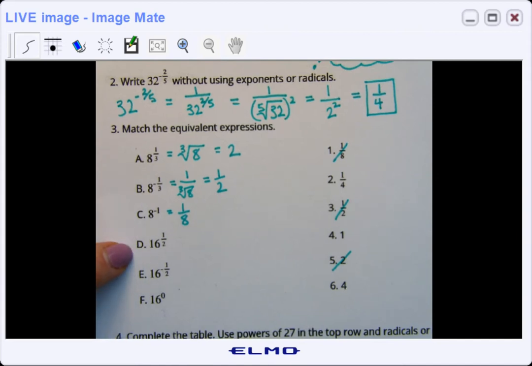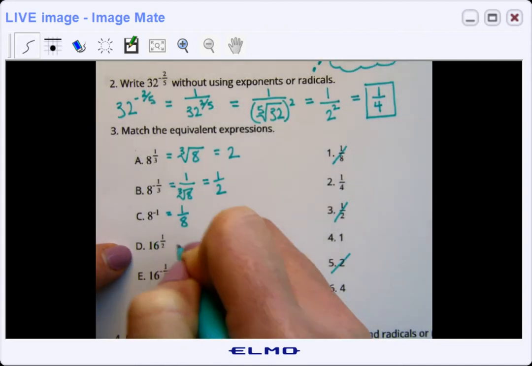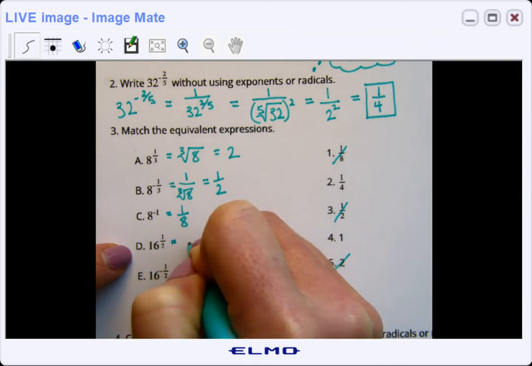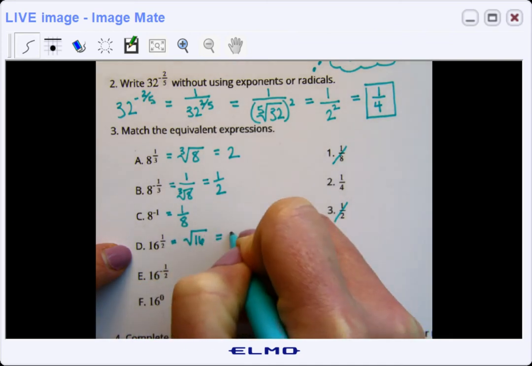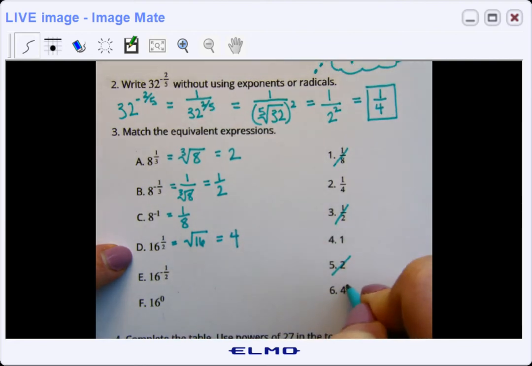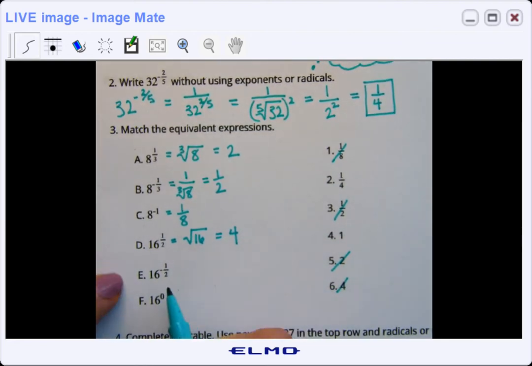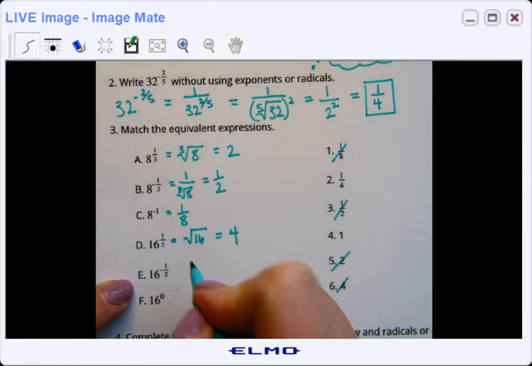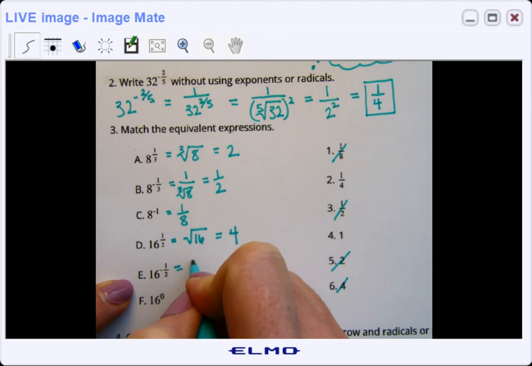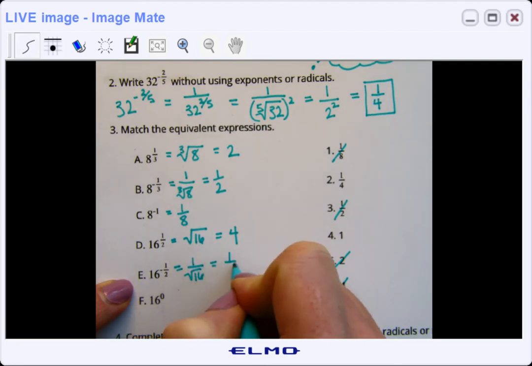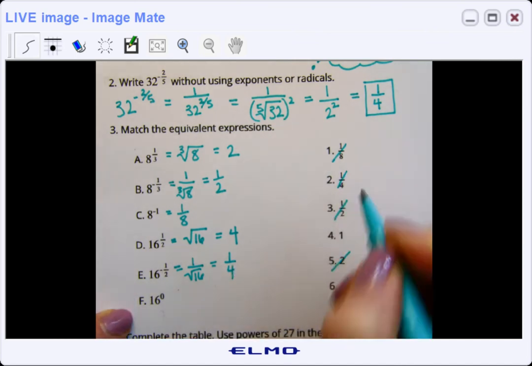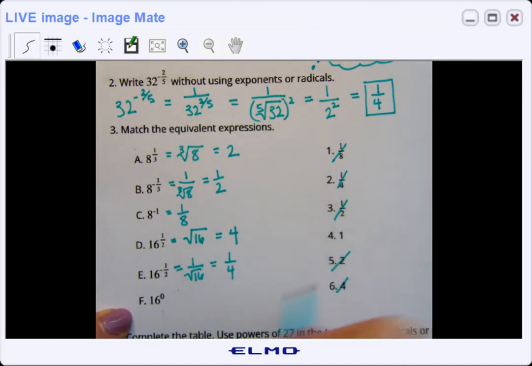And next one, 16 to the 1/2. So that fraction exponent, 1/2, means we're using a square root, and the square root of 16 is 4. And then following the thinking that we did above, what if the 1/2 exponent is negative 1/2? Now it's just going to be a fraction. 1 over the square root of 16, which is equal to 1/4. And then finally, 16 to the 0, well, anything to the 0 power is equal to 1.